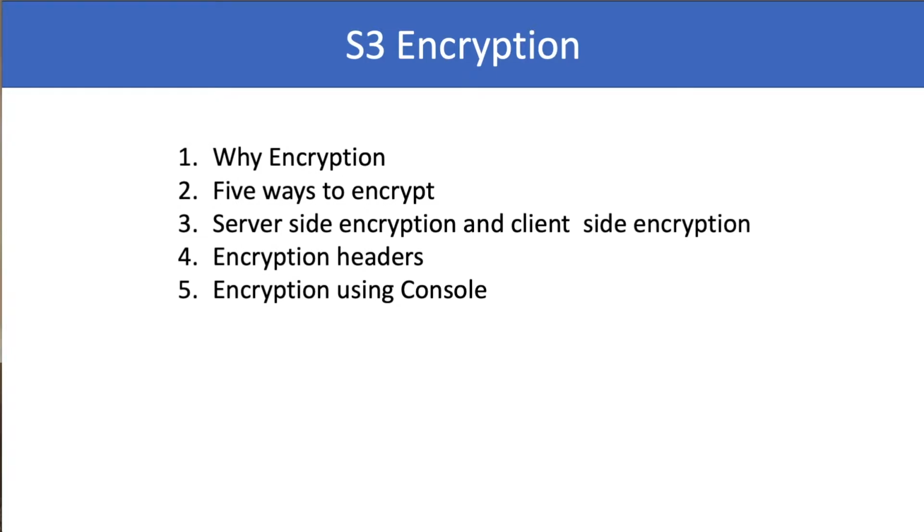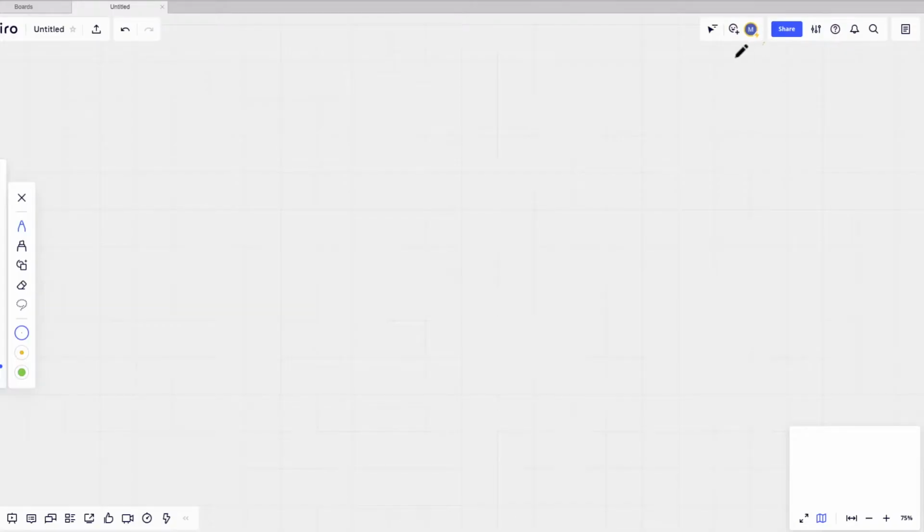In this video, we'll look at S3 encryption. We'll look at 5 different things. Why do we need encryption? 5 different ways to encrypt objects in S3. We'll look at server-side encryption and client-side encryption. We'll also see how to use encryption headers to encrypt using the CLI or code. And then we'll see how to perform encryption using the console. So let's get started. Let's start with the bucket.